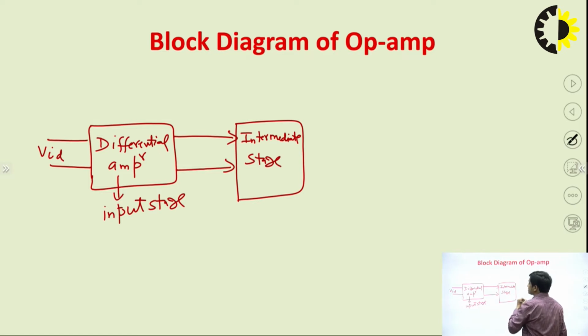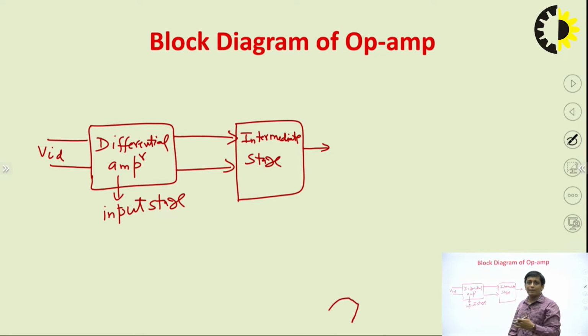So basically this intermediate stage is normally dual input, unbalanced output. It means it gives a single-ended output, because in many applications a single-ended output is required, right? Like you can see that the first stage is giving a balanced output, there are two wires coming out, but after the intermediate stage there is a single wire. It's a single-ended output, right?